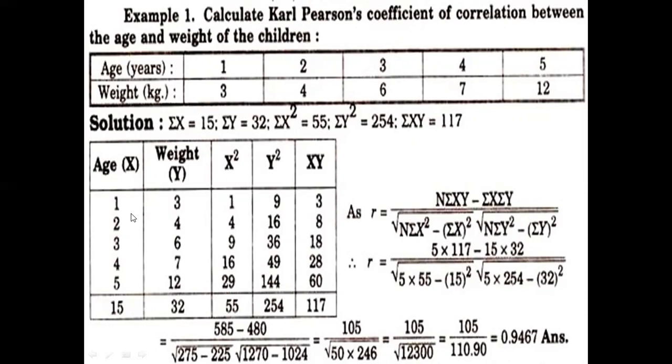Now do the multiplication of xy. So 1 into 3, 3; 2 into 4, 8; 3 into 6, 18; 4 into 7, 28; 5 into 12, 60. Again, do the summation of all these xy values. You will get the value of sigma xy. It is 170. Therefore, now apply these derived values in the formula. So n, as I said, the number of pairs is 5, as you can easily count them: 1, 2, 3, 4, 5.